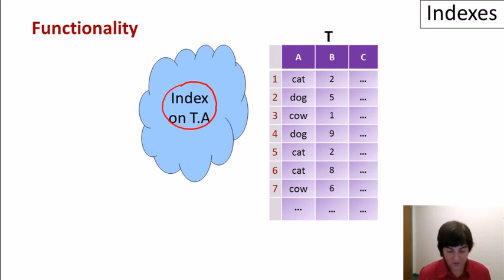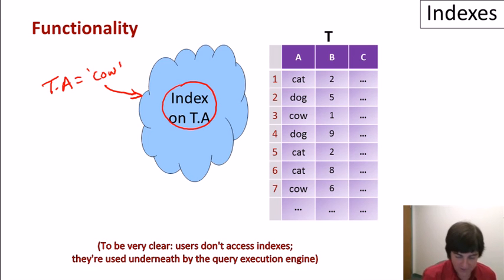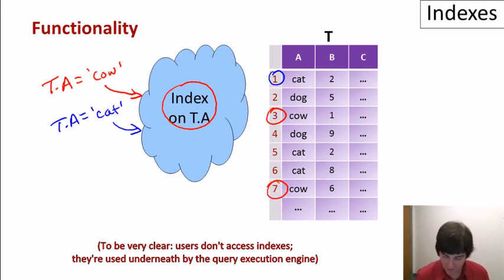What that index allows us to do, and us in this case is actually the query processor, is ask questions. For example, let's ask what tuples have cow in the value of T.A. If we ask that question of our index, that index will quickly tell us that tuple 3 and tuple 7 have the value cow without scanning the entire table. We could also ask the index what tuples have, say, value cat. And if we ask the index that question, it will tell us tuple 1 and tuple 5 and tuple 6 have the value cat.